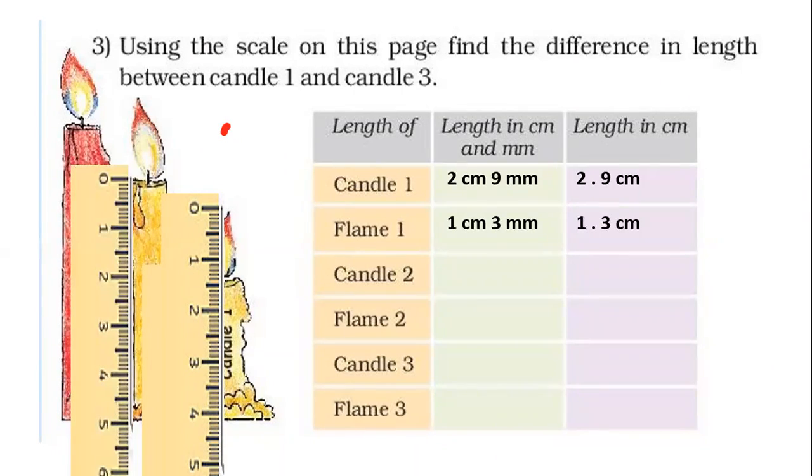Okay. What about the length of the second candle? Scale is shown here. Look at the scale and tell the answer. You can write later. Please give the answer. 4.9 centimeters. 4.9 or exactly 5? 4.9. You are right. 4.9 is the length of the second candle.